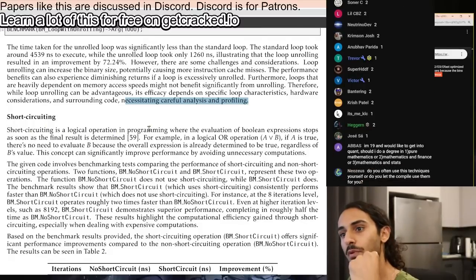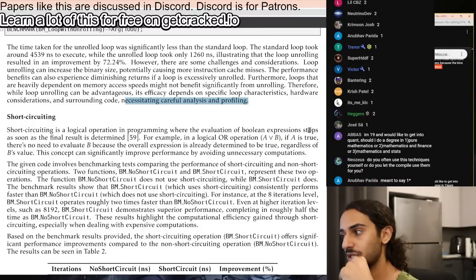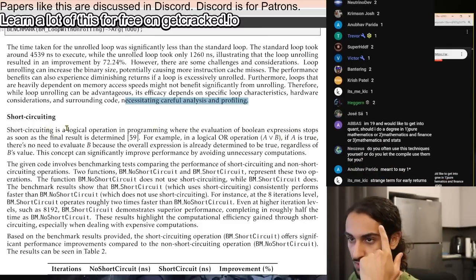Short-circuiting is a logical operation in programming where the evaluation of a Boolean expression stops as soon as the final result is determined.